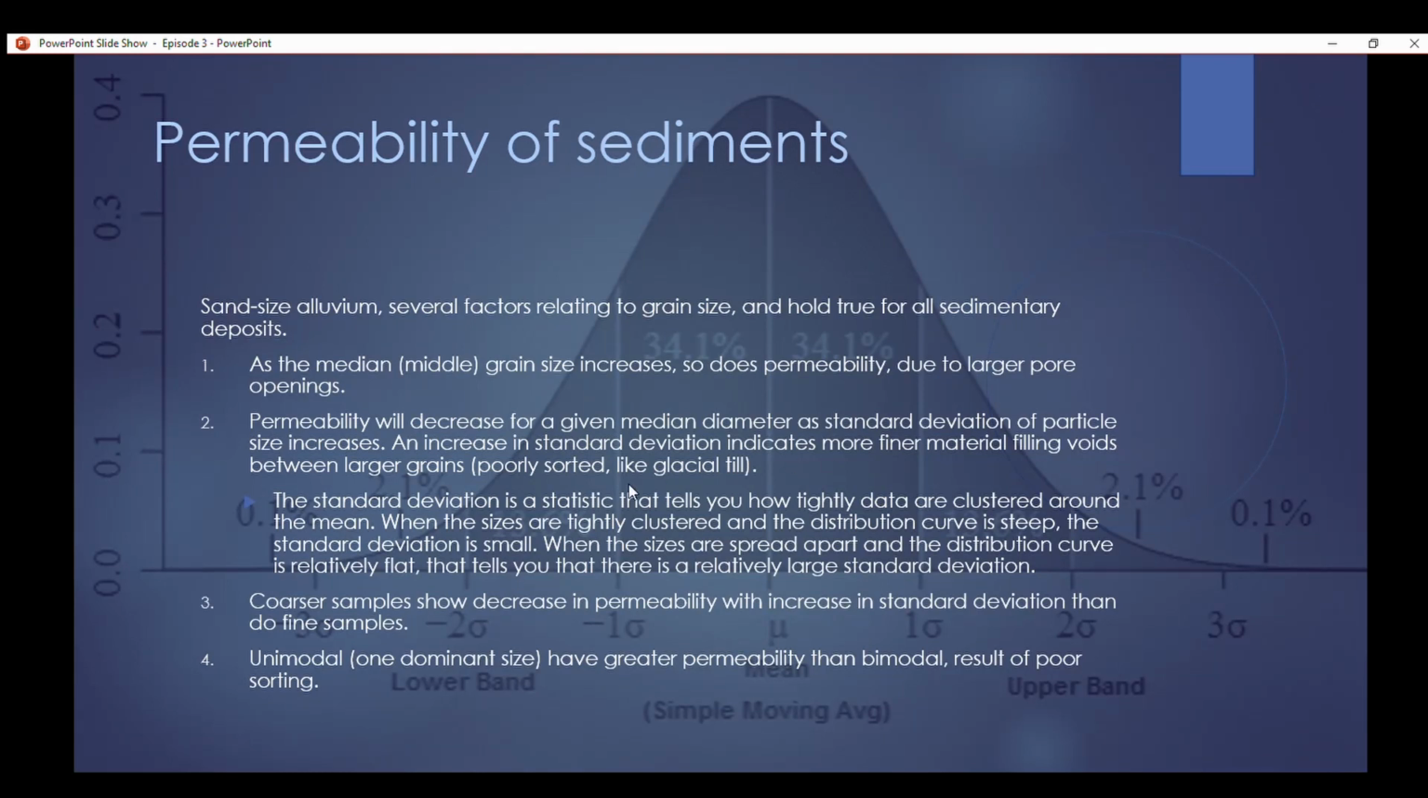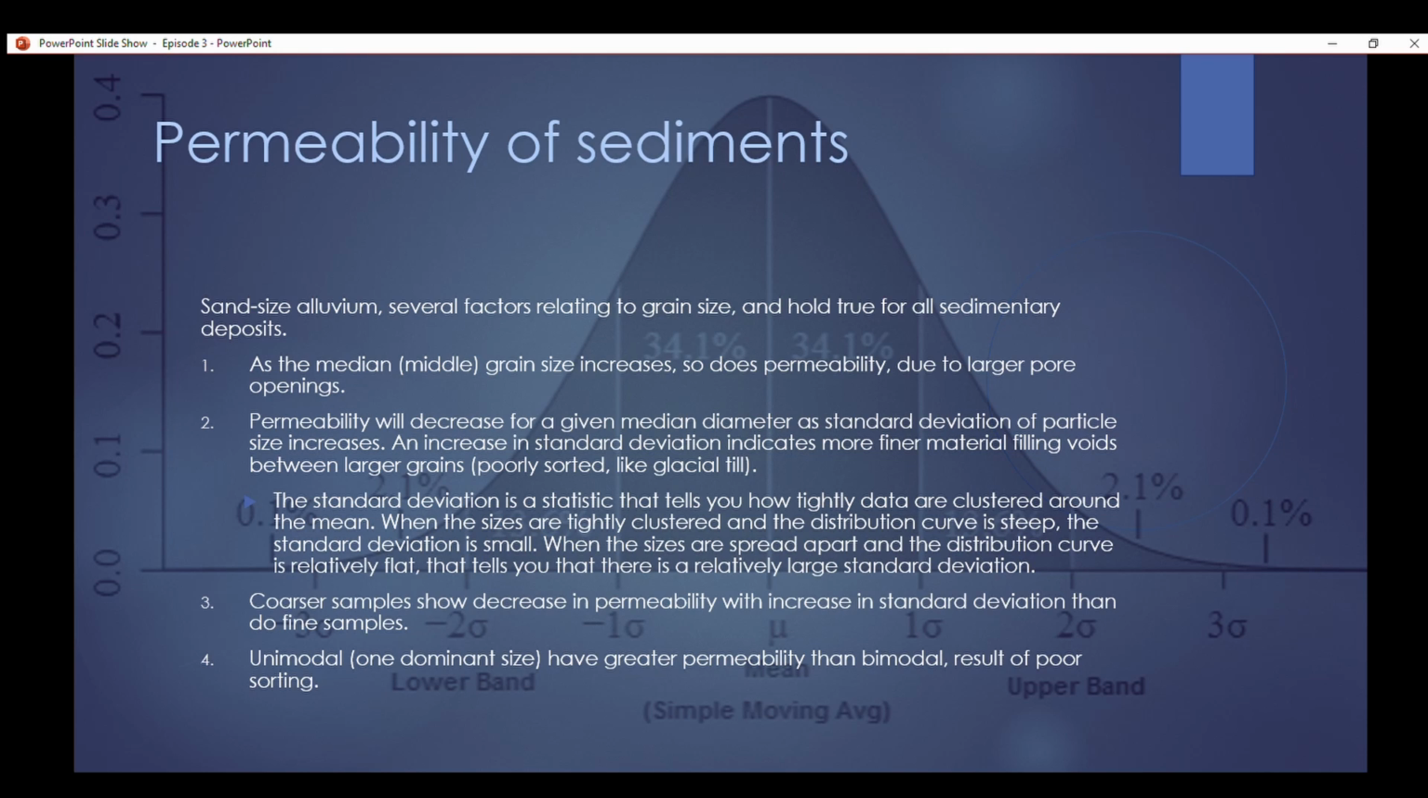So, for instance, say we have a sand-sized alluvium, indicative of a river stream or something. Several factors relating to the grain size, these 4 factors, hold true for all sedimentary deposits, whether it's a sand-sized alluvium or a lacustrine clay or glacial till. As the median or middle grain size increases, so does the permeability due to the larger pore spaces. Permeability would decrease for a given median diameter as standard deviation of particle size increases.